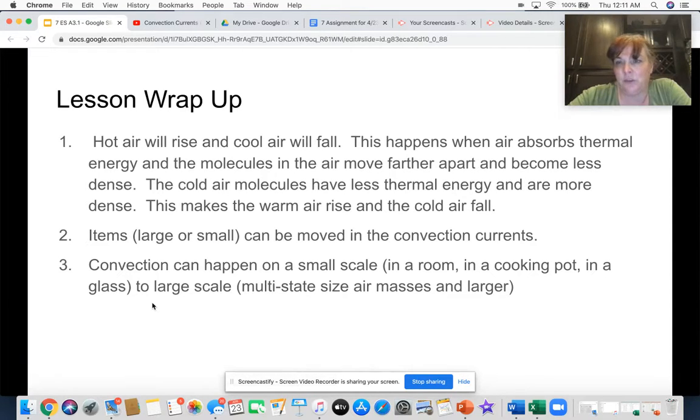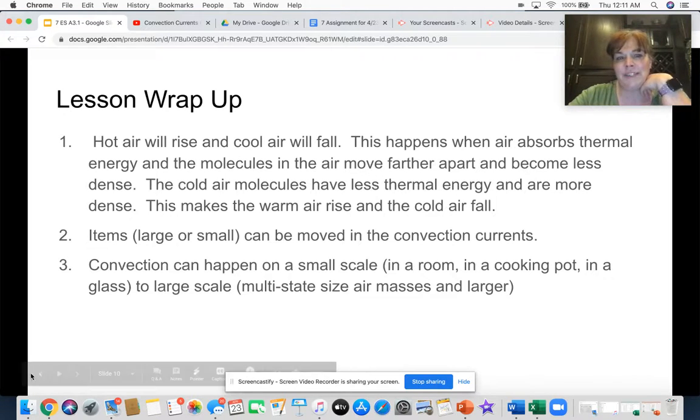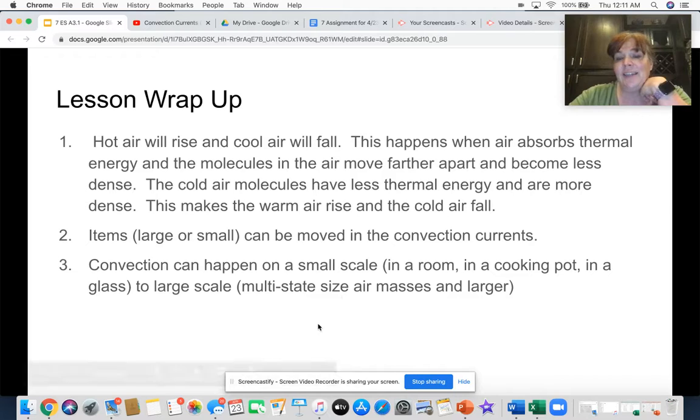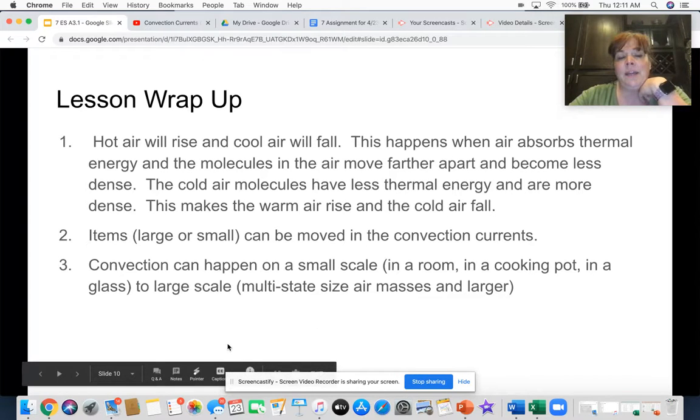That can include, for example, humidity, water particles, or even if I'm cooking something, have you ever put macaroni into a pot and you see it going like this, okay, inside the pot? That's because it's being carried by the convection currents. Convection can happen on a small scale, in a room, in a cooking pot, in a glass, to large scale, multi-state-size air masses, and even larger, okay? And we have a lot of convection in nature.